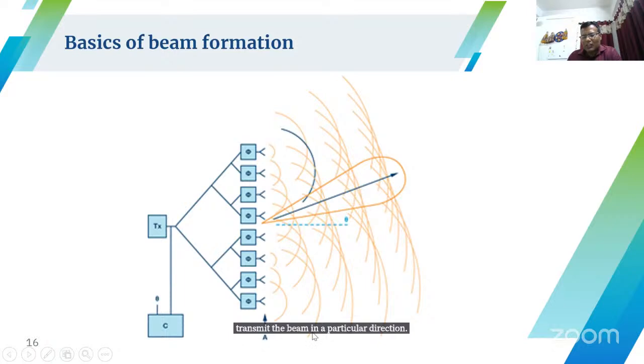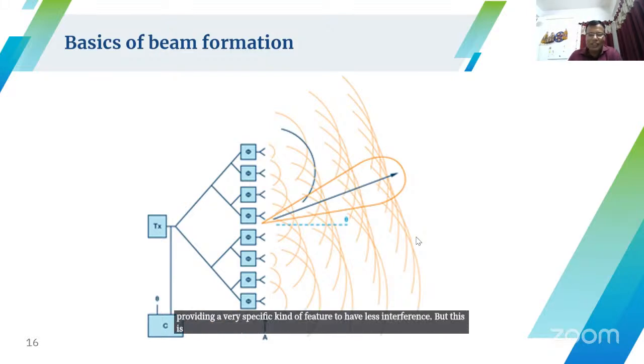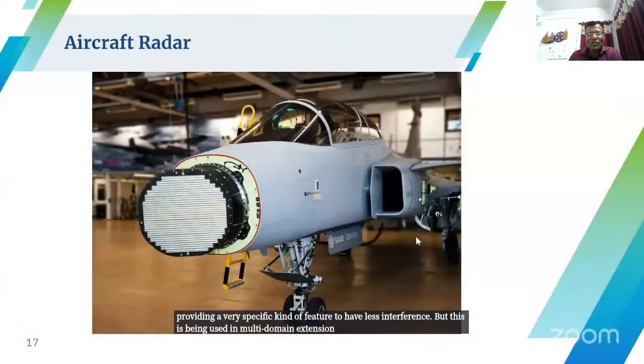Actually, this feature is extensively used in the military domain for phased array radar, which we call active antenna array radar. So this is the technology which is being used in 5G extensively for providing a very specific kind of feature, to have less interference. But this is being used in the military domain extensively. I'll show some of the diagrams.